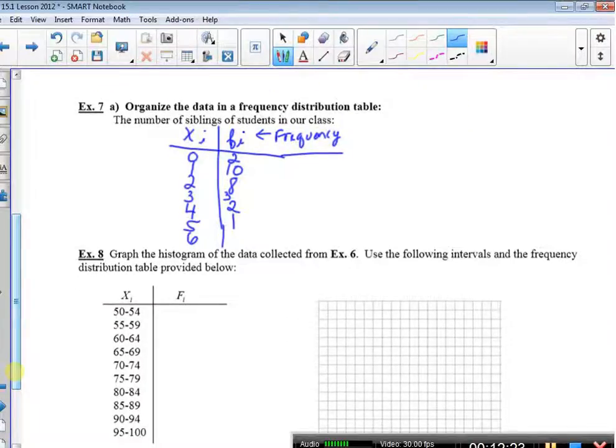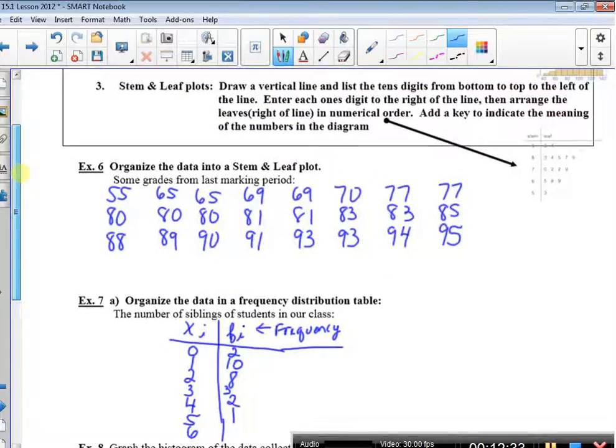Next, graph the histogram of the data collected from exercise 6. Use the following intervals and the frequency distribution table below. Oh, I never did put 6 into a stem and leaf, so let me do that real quick first. To do the stem and leaf, you take all the 50s and you put a 5. I think I'll do it over here. And you take all the 60s and you put a 6, and the 70s, 80s, and 90s.